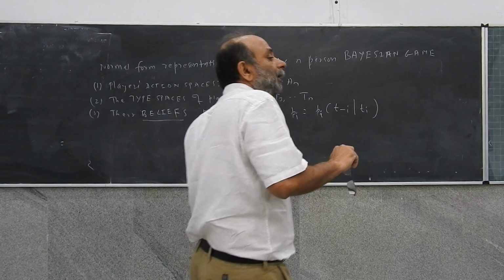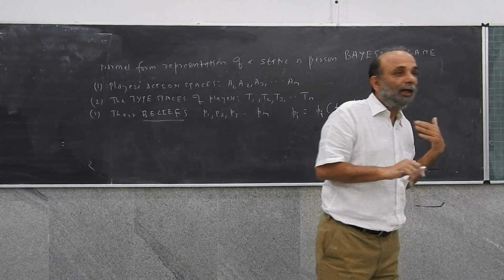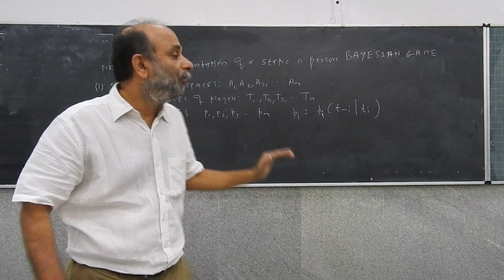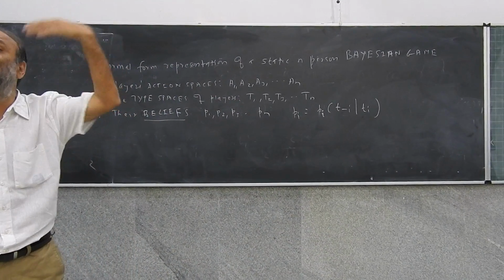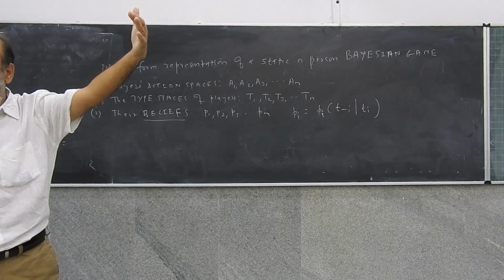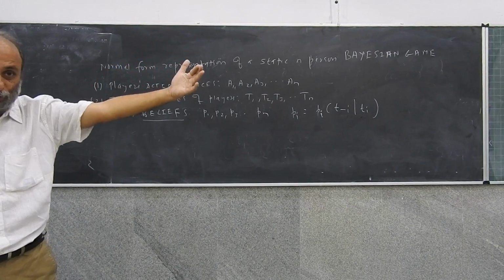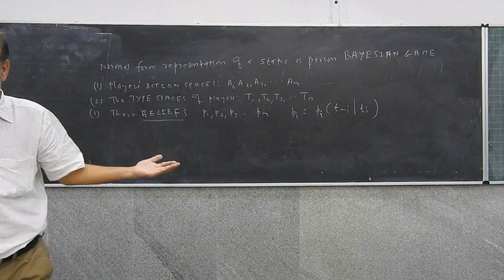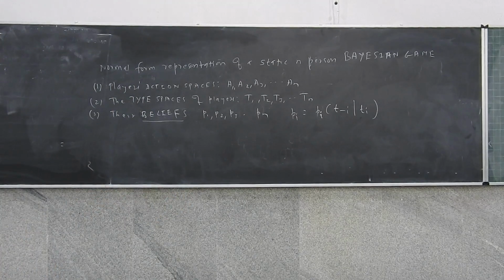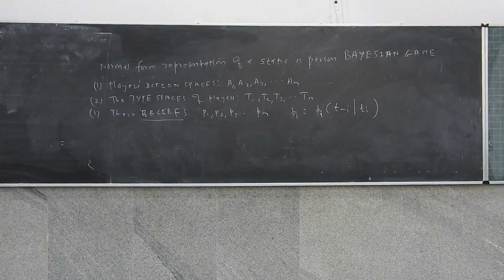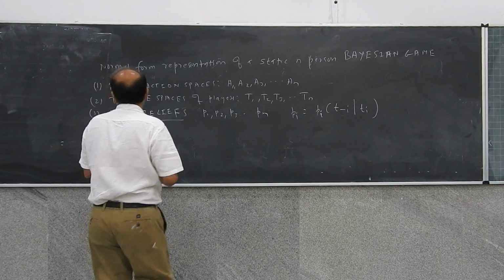Conditional probabilities are the beliefs. And because they are formed by conditional probabilities, the conditional probabilities will be formed by using Bayes rule. This is called the Bayesian game. Right? Okay. And then the payoff functions.